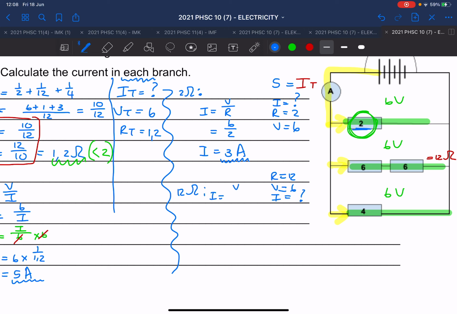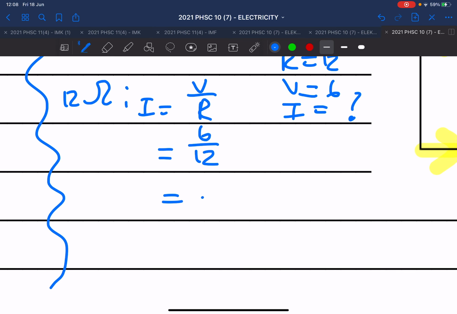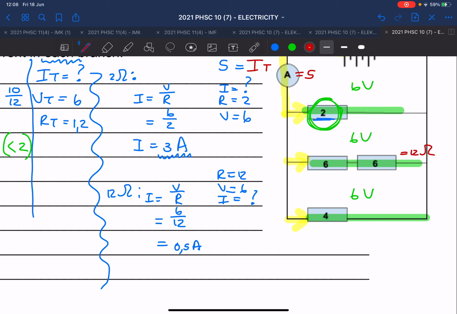So current is volts over resistance. That gives us 6 over 12. And that gives you what? 6 divided by 12. Yes, 0.5 amperes. So if we see here, this reading on here was 5 amperes. We know now that 3 amperes goes through there and 0.5 amperes goes through there. Without doing any further calculations, what is the current that passes through the last branch?